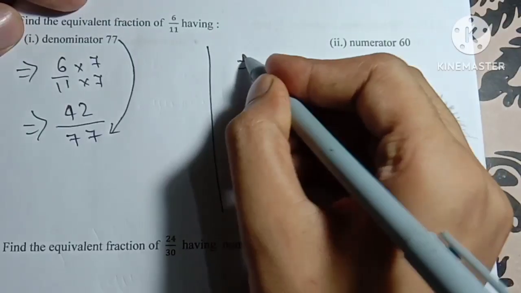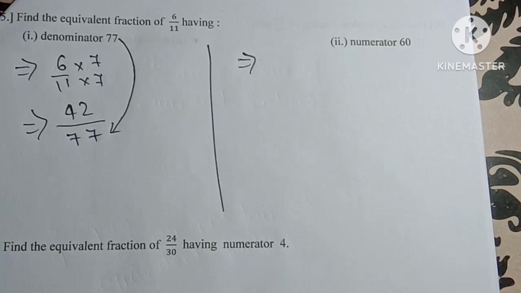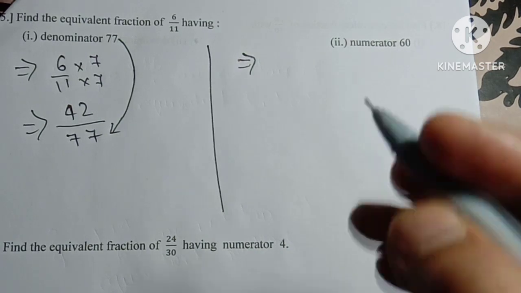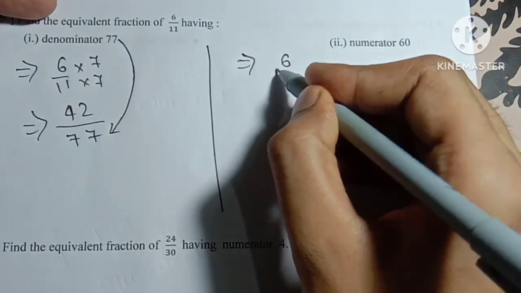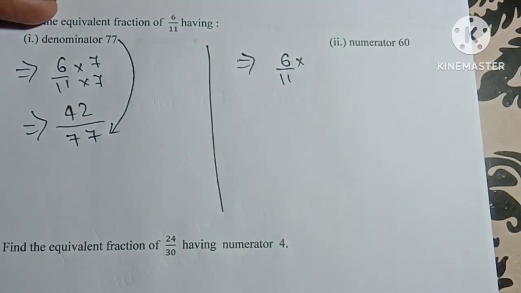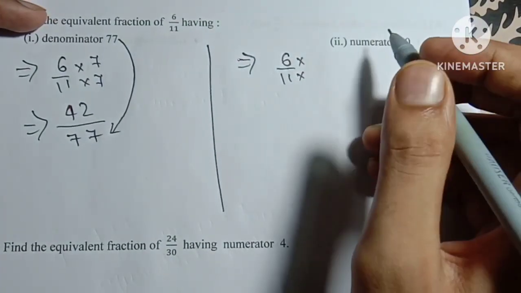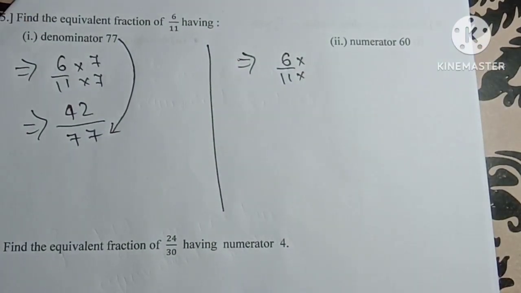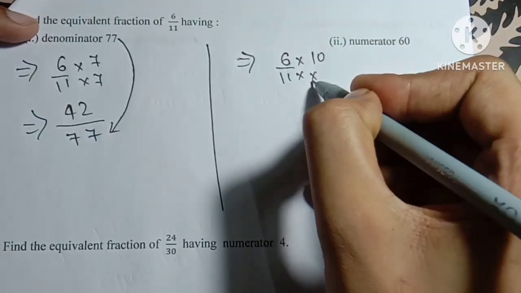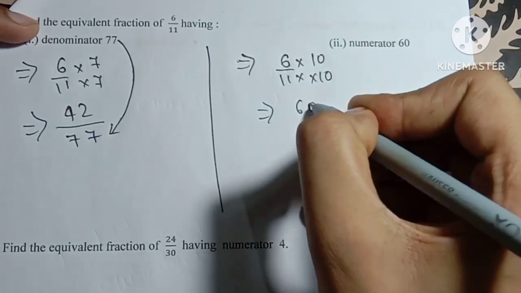Here the desire of the author is that whatever equivalent fraction you are getting of this number 6 by 11, the numerator should be 60. To do so, we will multiply the given fraction by which number? In the 6 table, 6 times 10 gives 60. So we will multiply by 10. On doing so, we will get 60 upon 110.